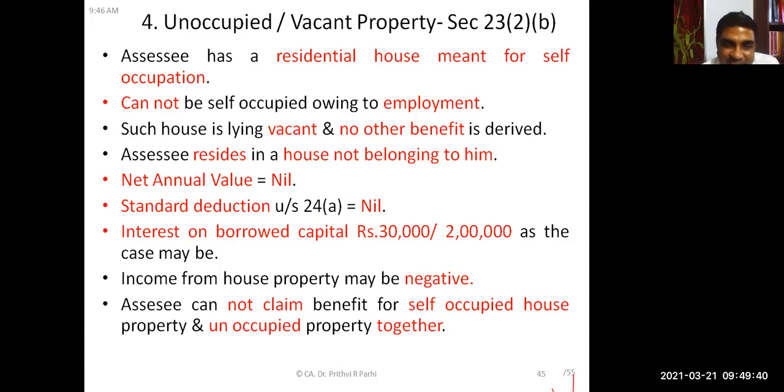But in case the assessee has already availed a self-occupied house, then he cannot again claim this benefit. That means the assessee cannot claim the benefit of both self-occupied house and unoccupied house for the same house. Okay. Did you understand? Yes, sir. This is called unoccupied house or vacant property.